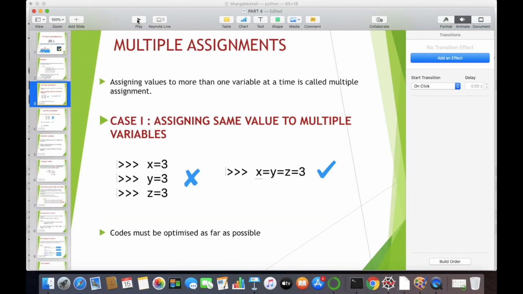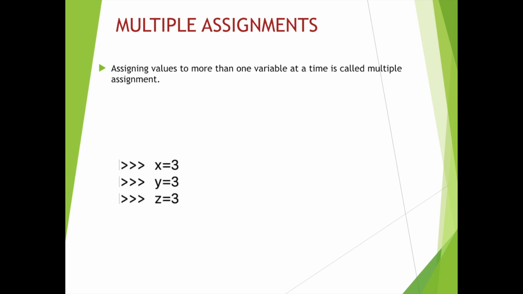Now we'll see different ways in which variables can be assigned different values. First, assigning values to more than one variable at a time is called multiple assignment. If I want to assign values to more than one variable at a single time, then I'll use the concept of multiple assignment. Let's say I have three variables x, y and z, and all three need to be assigned the same value, which is 3.